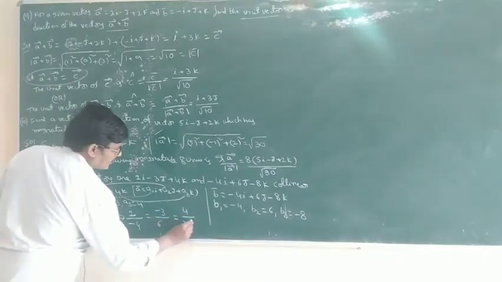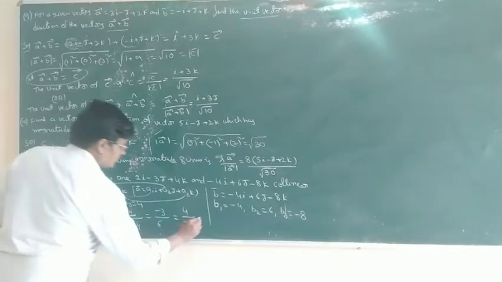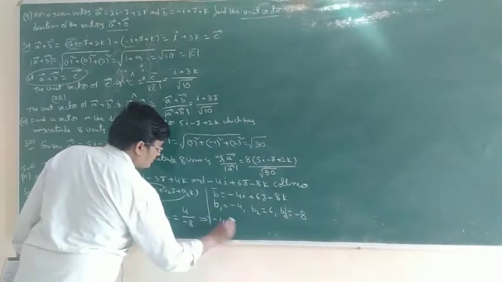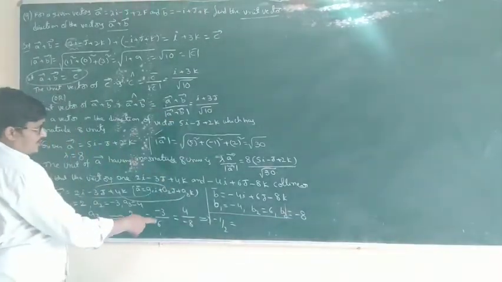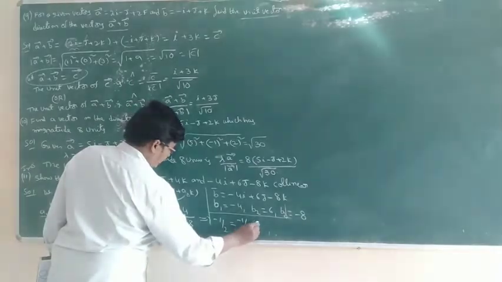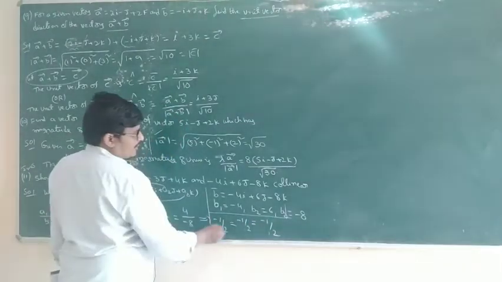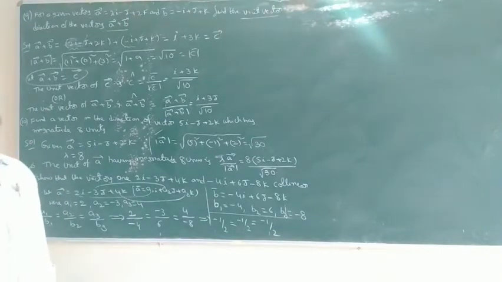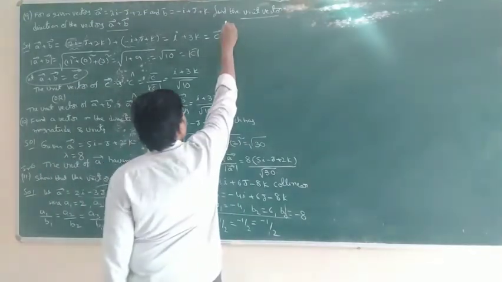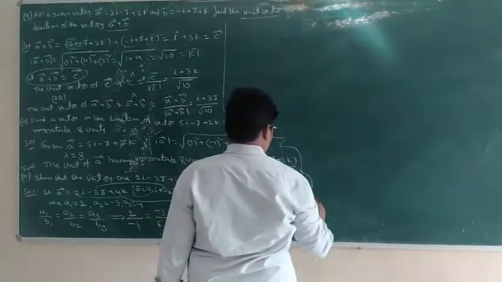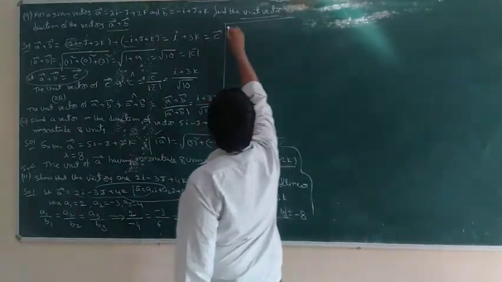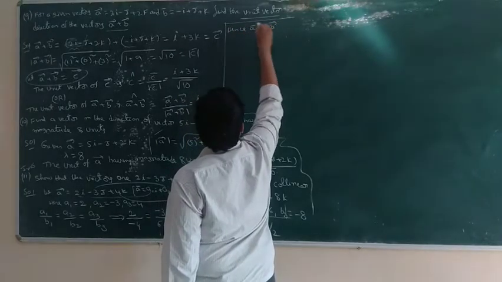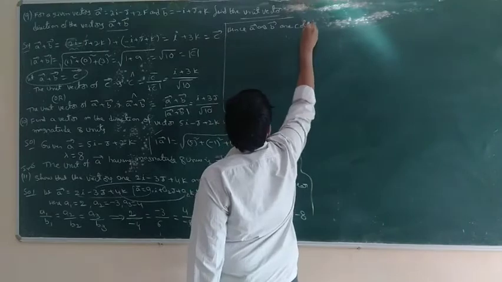That implies minus 2 by minus 4 is minus 1 by 2, equal to minus 3 by 6 which is minus 1 by 2, equal to minus 1 by 2. Minus 1 by 2 equals minus 1 by 2 equals minus 1 by 2. So the three ratios are equal, which means collinear. Hence a bar and b bar are collinear.